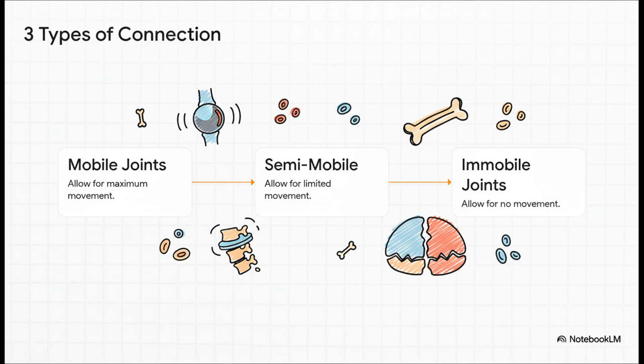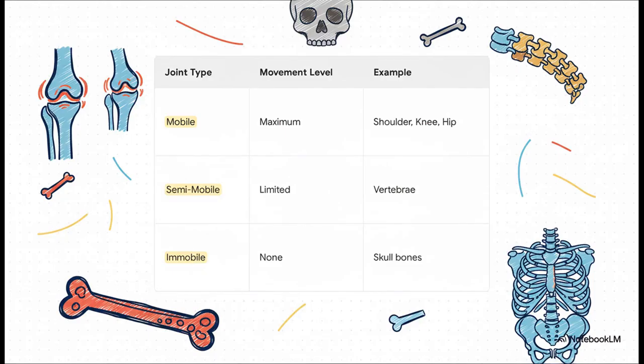It's pretty straightforward. On one end of the spectrum, you have your fully mobile joints. In the middle, you've got semi-mobile ones, and on the far other end, you have joints that don't move at all, immobile joints. Let's look at some quick examples. Your shoulder or your knee. They give you a huge range of motion.